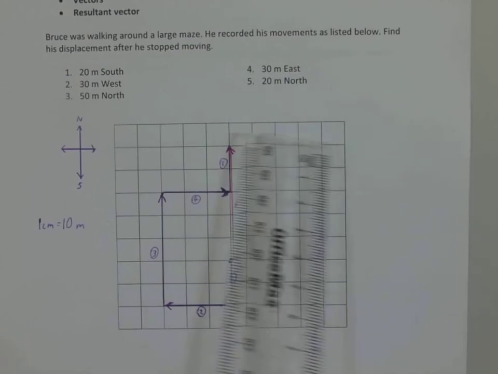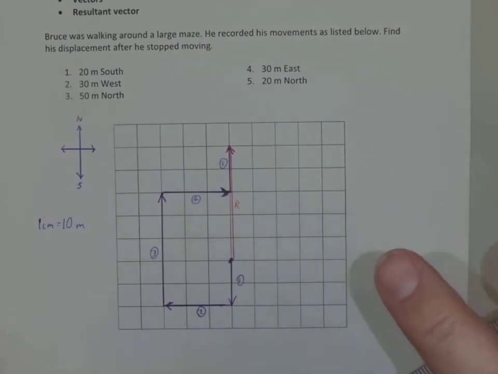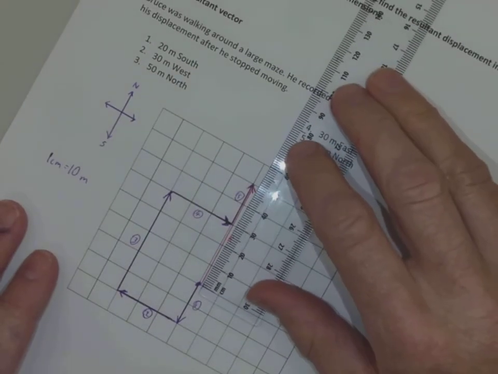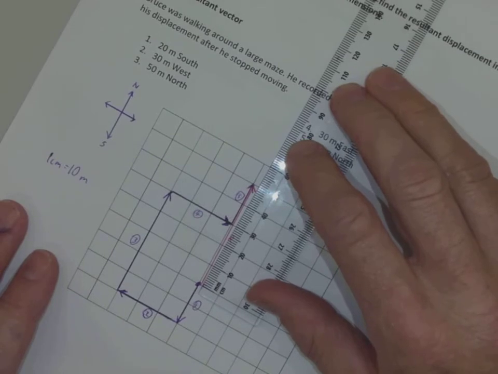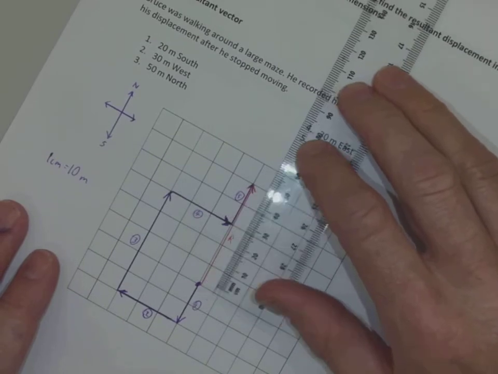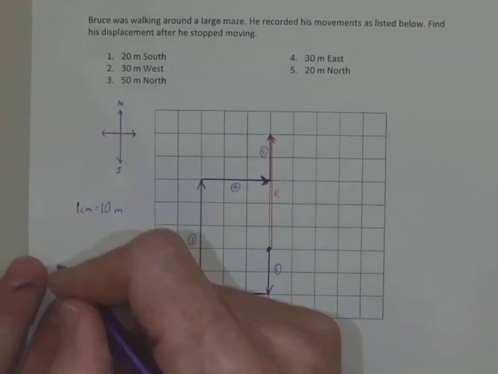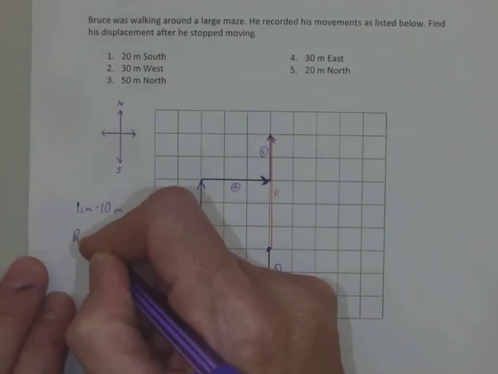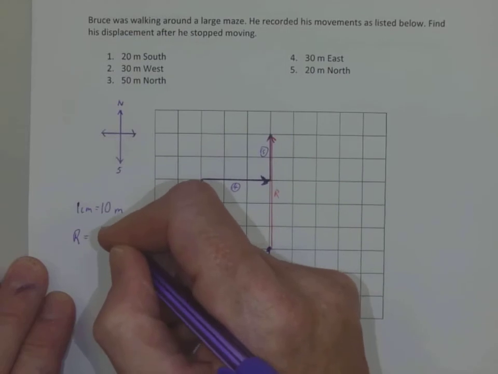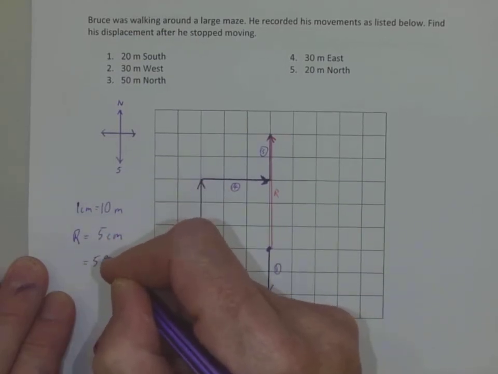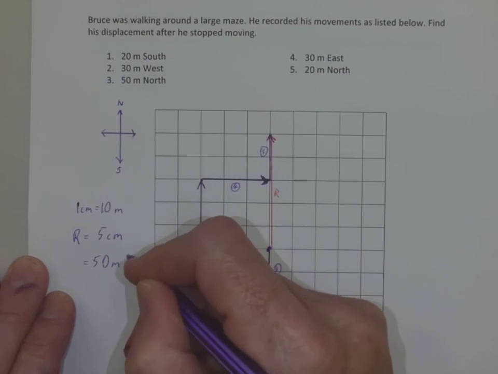And I can measure it, and I see when I measure it that it is 50 millimetres, it's 5 centimetres long. So my resultant vector is 5 centimetres long, which according to my scale means 50 metres to the north.